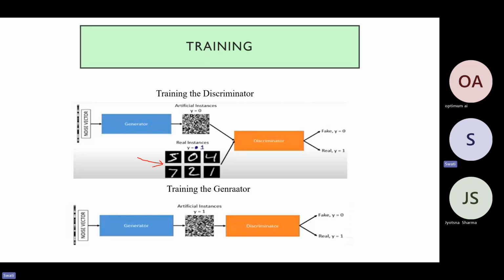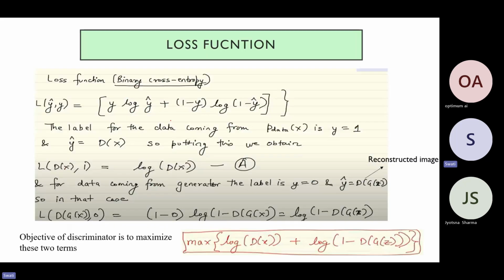So this distribution is P data of x, where x refers to the data point. Sorry, I'm not good at this, I'm doing it for the first time. This is the original distribution. So for the data coming from P data of x, the label is y equal to 1 because this is the original data, right? And corresponding to this, the predicted value will be D of x.